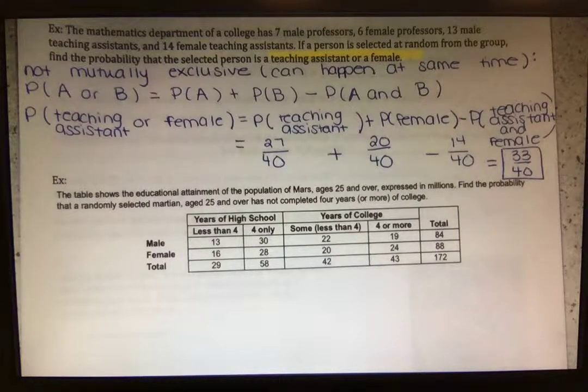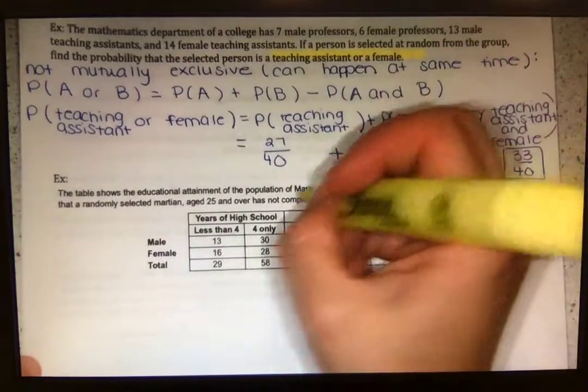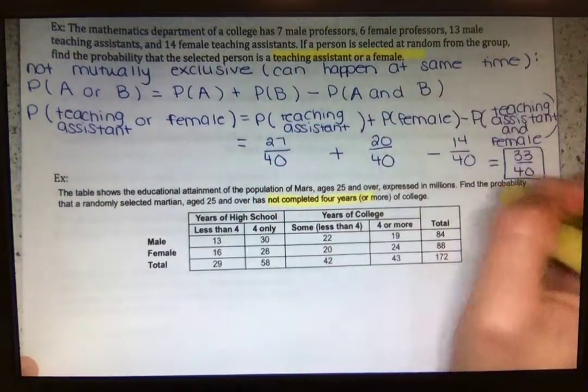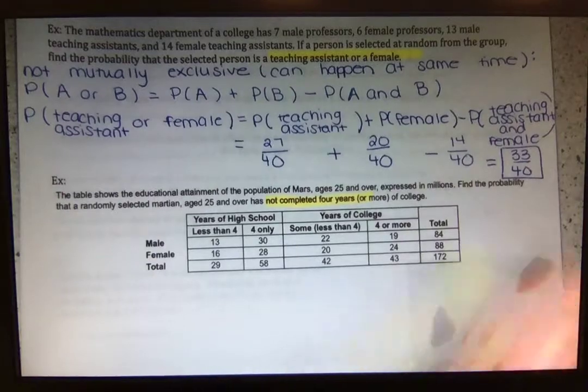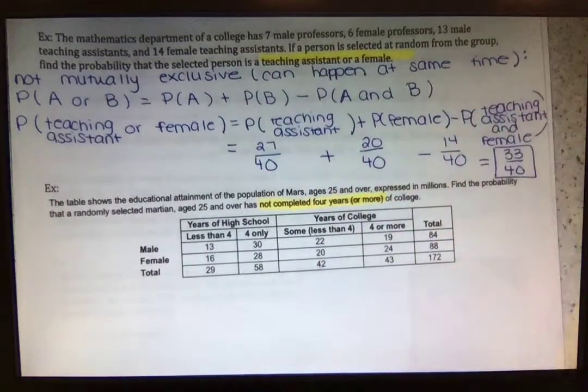The table shows the educational attainment of the population of Mars, ages 25 and over. Expressed in millions. Find the probability that a randomly selected Martian, age 25 and over, has not completed 4 years of college or more. That's what we're looking for.